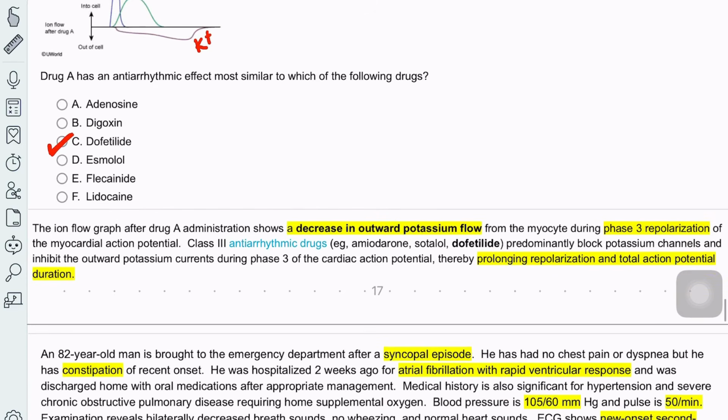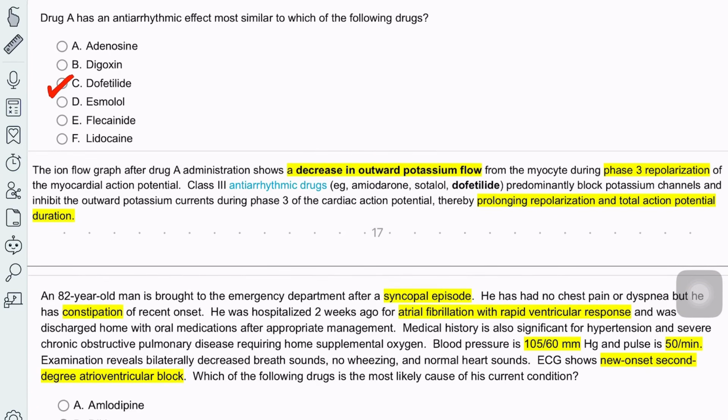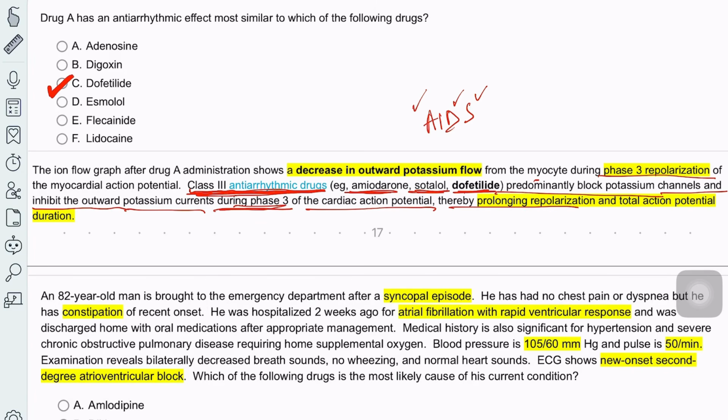So the ion flow graph after drug A administration shows a decrease in outward potassium flow from the myocyte during the phase 3 repolarization of the myocardial action potential. Class 3 antiarrhythmic drugs are amiodarone, sotalol and dofetilide. The mnemonic is AIDS. Amiodarone, dofetilide and sotalol predominantly block the potassium channels and inhibit the outward potassium current during phase 3 of the cardiac action potential, thereby prolonging repolarization and total action potential duration.